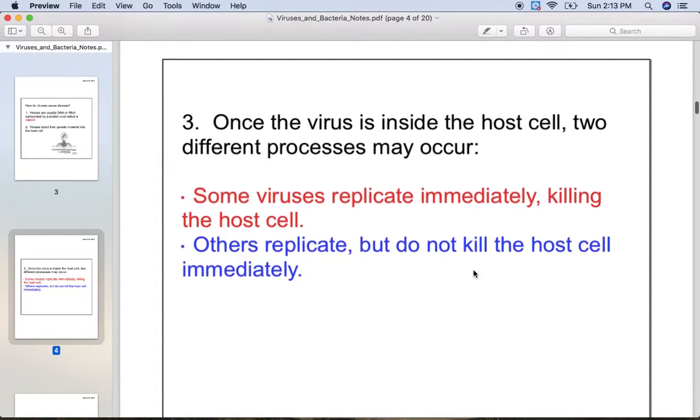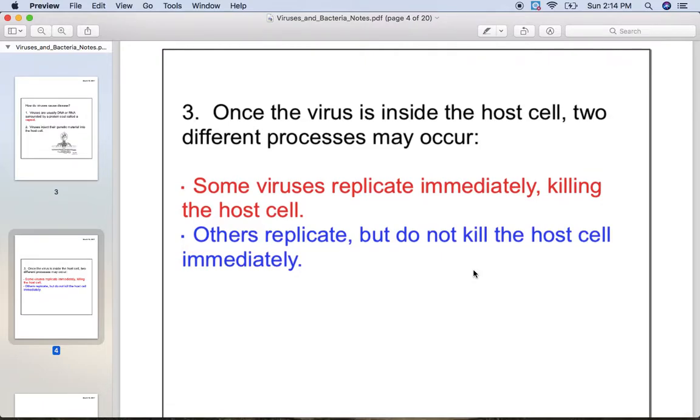Now, once that happens, there's one of two things that's going to happen. Some viruses, like unfortunately the virus that we're all experiencing right now, COVID-19, will immediately start replicating, or making copies of itself. And what happens is that host cell gets so full of viruses that it explodes. And then all of those new viruses go and find more of your own healthy cells, and they keep going and going and going.